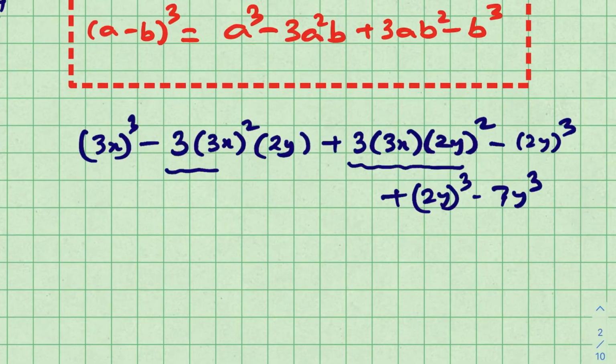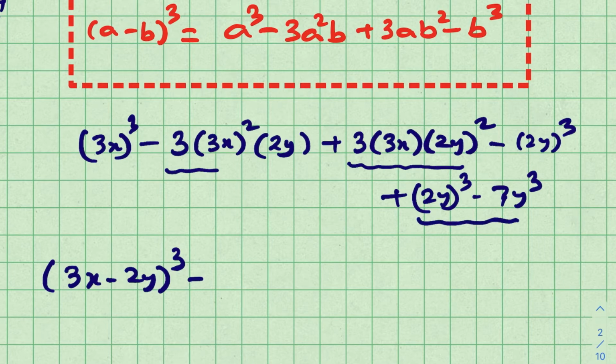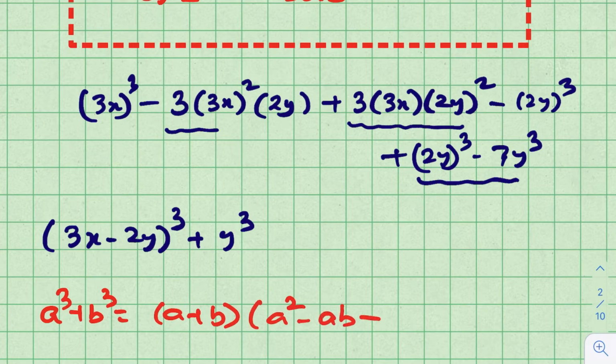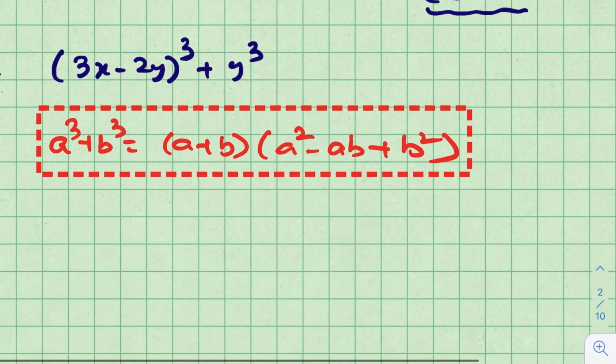Now we can combine the first 4 terms and write it as (3x - 2y) whole cube according to the formula, and then we are left with 8 - 7, which is +1, so we will get this. Now I am going to apply the formula for a cube plus b cube. A cube plus b cube is (a + b)(a square - ab + b square). So let's apply this formula.